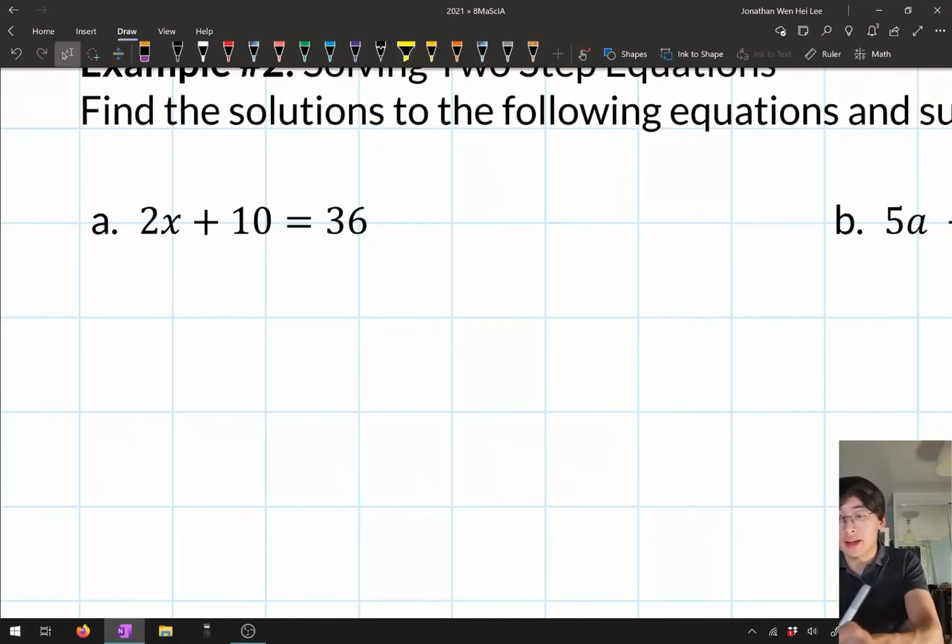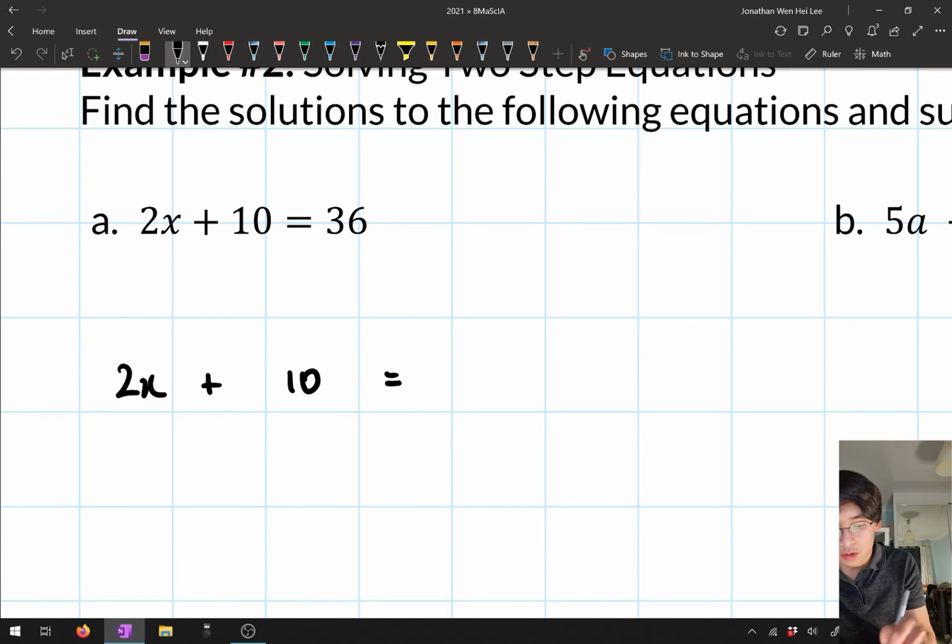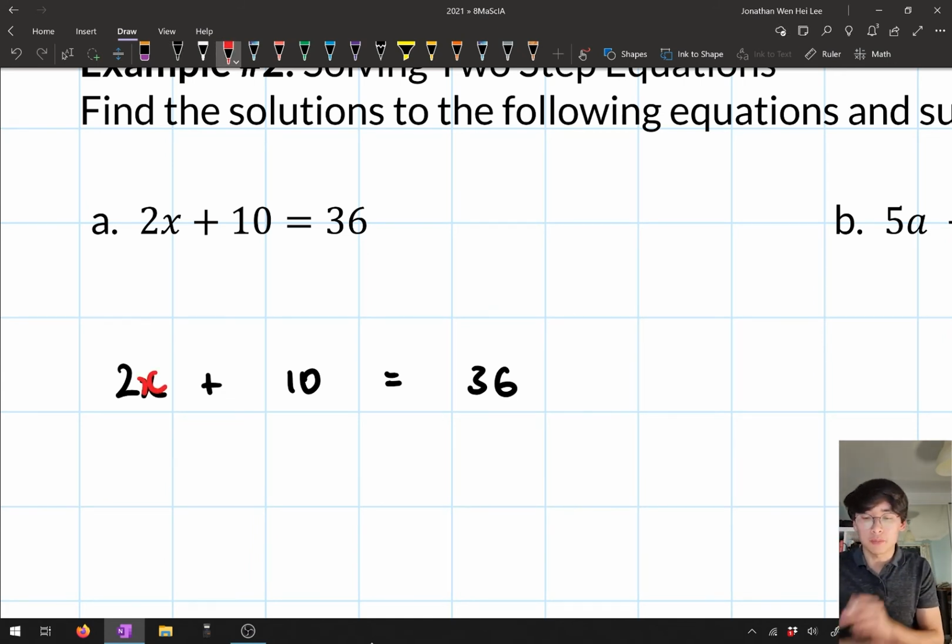Here I've got 2x plus 10 is equal to 36. Now notice, there's a few things that are getting in the way of x being by itself. We've got this x over here, and we want to make sure that it's by itself on the left-hand side at the end. But notice, there's two things. One, there's this plus 10 that's in the way. We've got this plus 10 in the way.